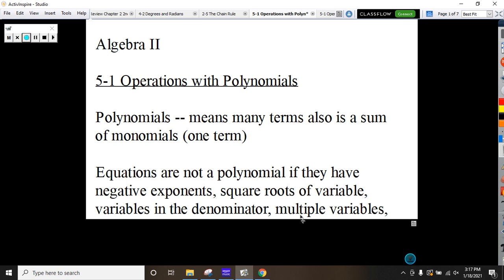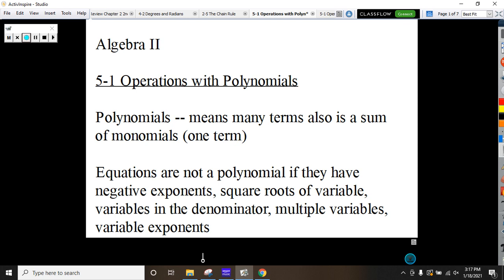Also, you can't have different variables. You can have all different varieties of x. x could be squared, x could be to the 5th power, x could just be x, but you can't have an x and a y. That's what I mean by multiple variables. If you have an equation with x, that has to be the only variable that you see. So you can't have an x squared and then a y later. That's not a polynomial.